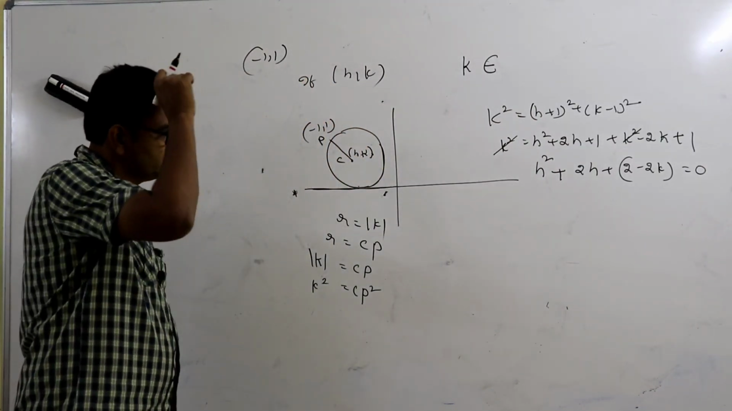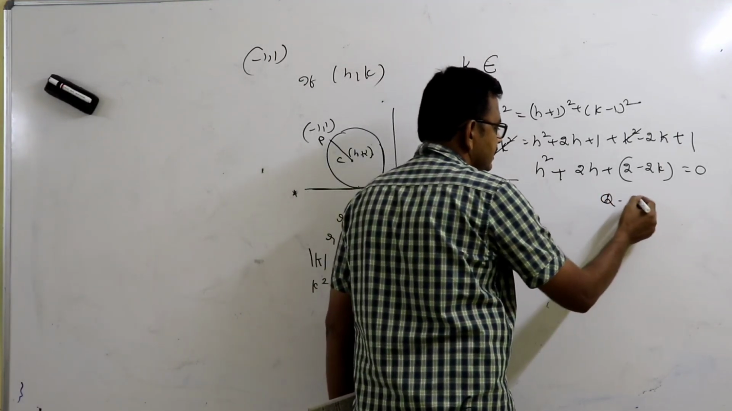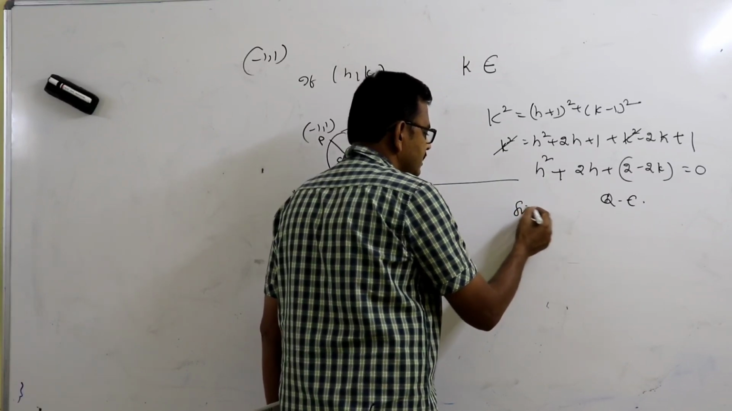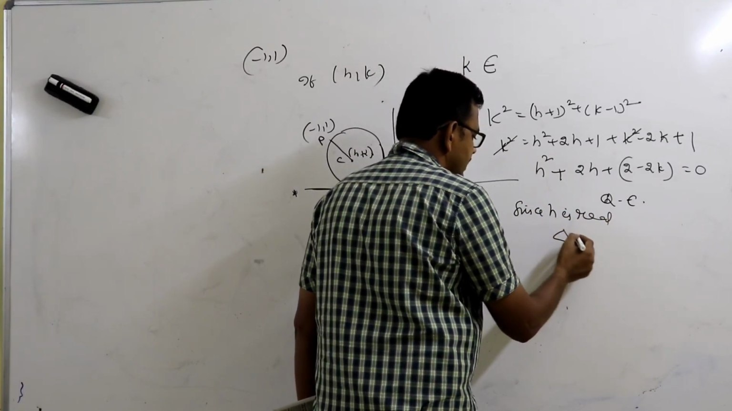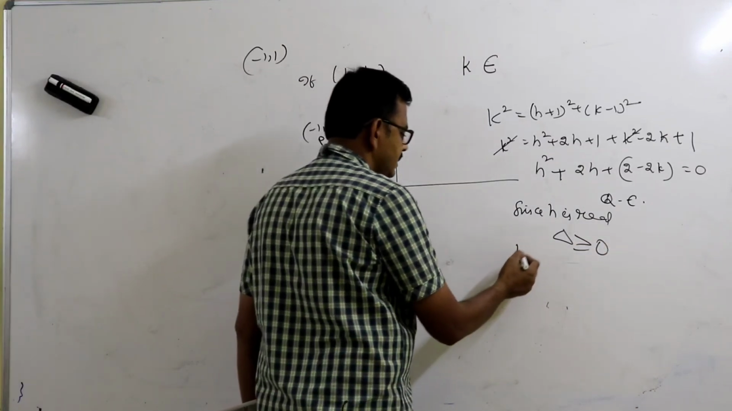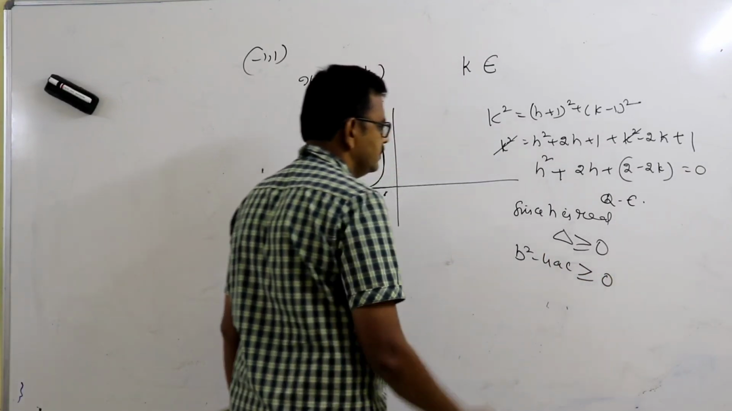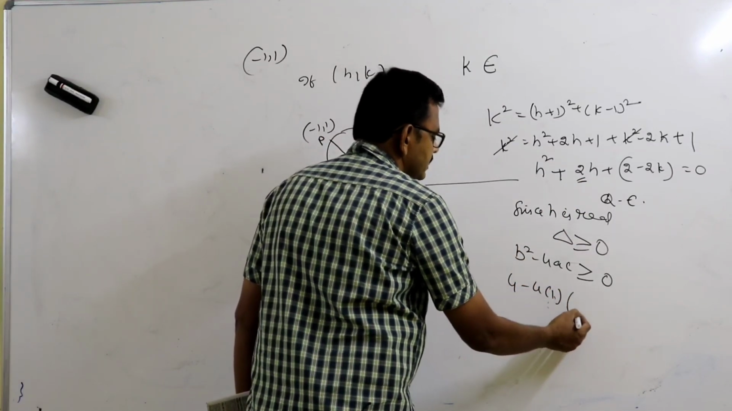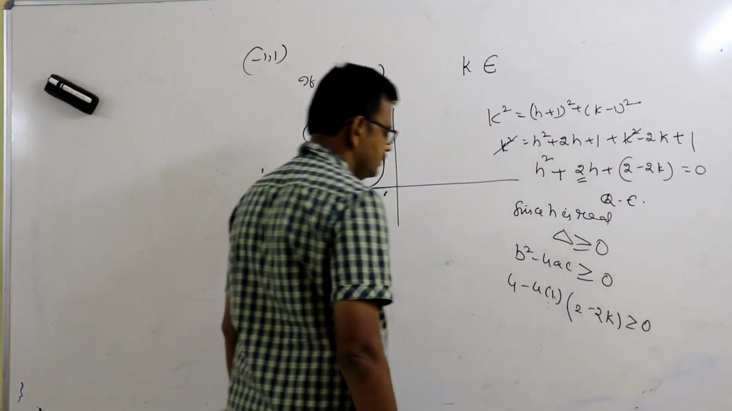Which is a quadratic equation in terms of h. Since h is real, therefore delta greater than or equal to 0. Delta means b square minus 4ac greater than or equal to 0. So b square minus 4 into a into c, which is 2 minus 2k, is greater than or equal to 0.